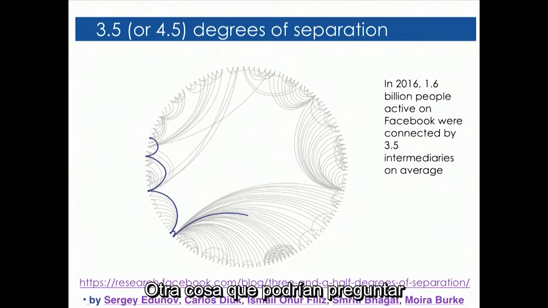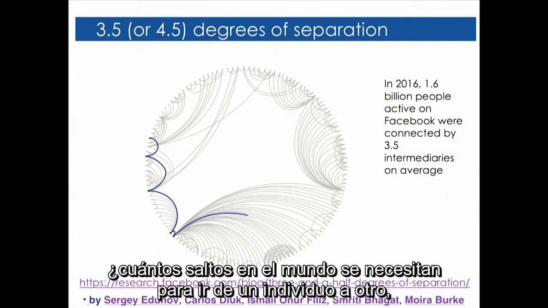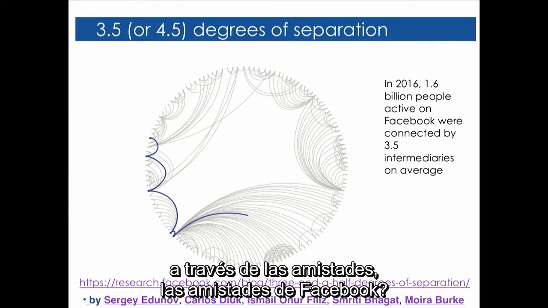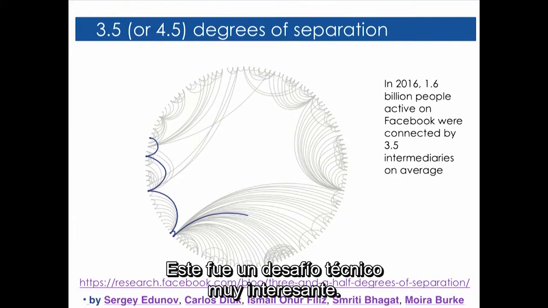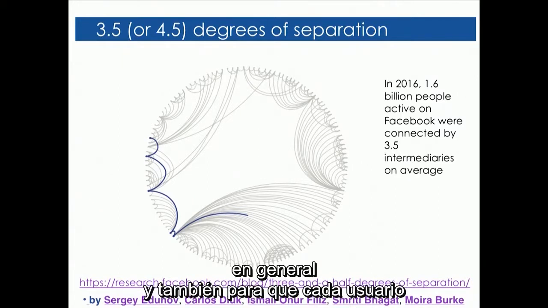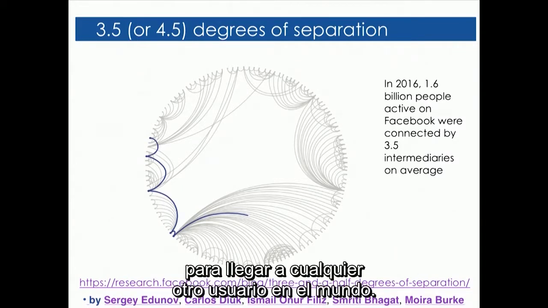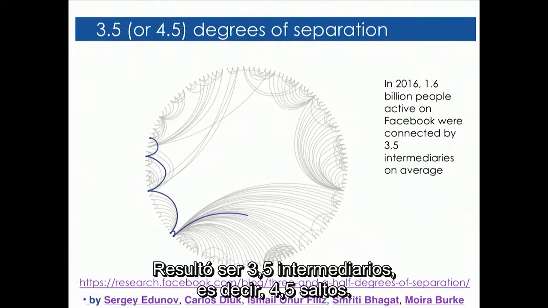One other thing you might ask is, now that there are so many people connected through Facebook, how many hops exactly does it take to get from one individual to any other on the globe through Facebook friendship ties? And this was actually an interesting technical challenge, and you can read the blog post on how to do this estimate, not just overall, but for each individual to generate their average number of intermediaries to anyone else on the globe. And this turned out to be 3.5 intermediaries, or equivalently 4.5 hops.